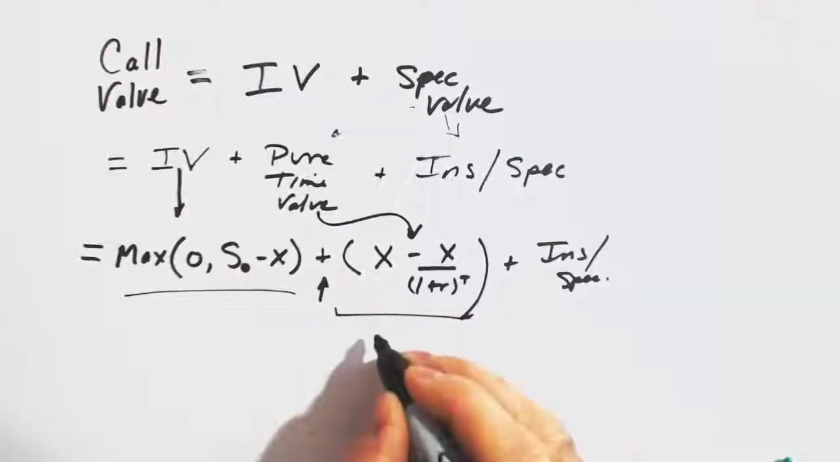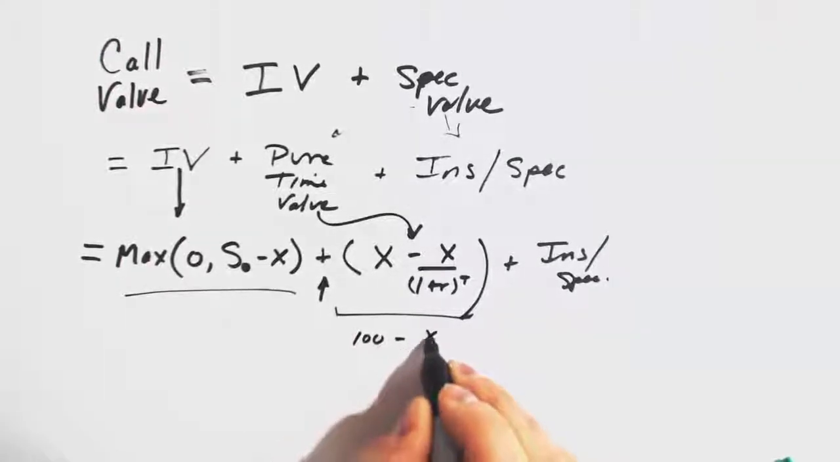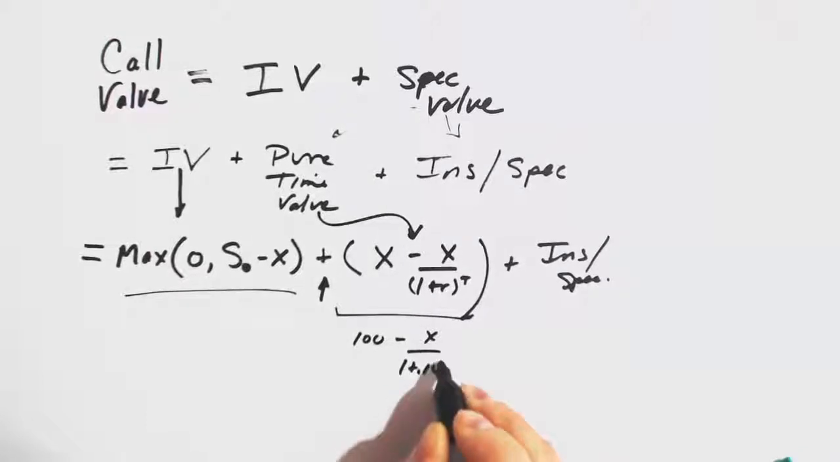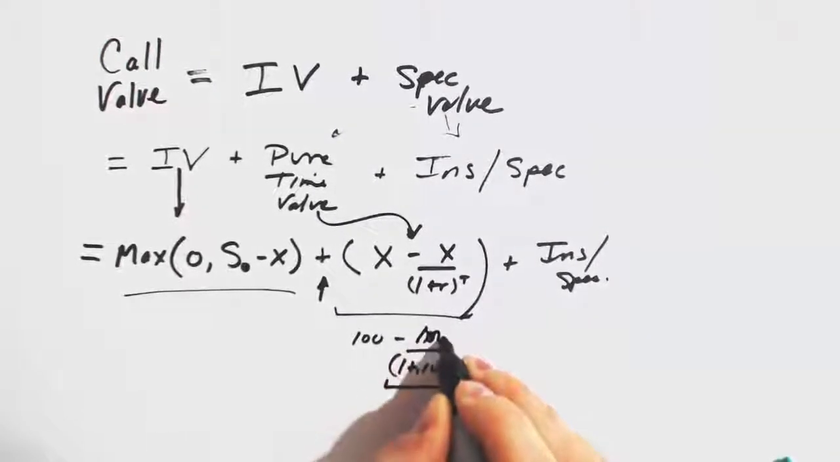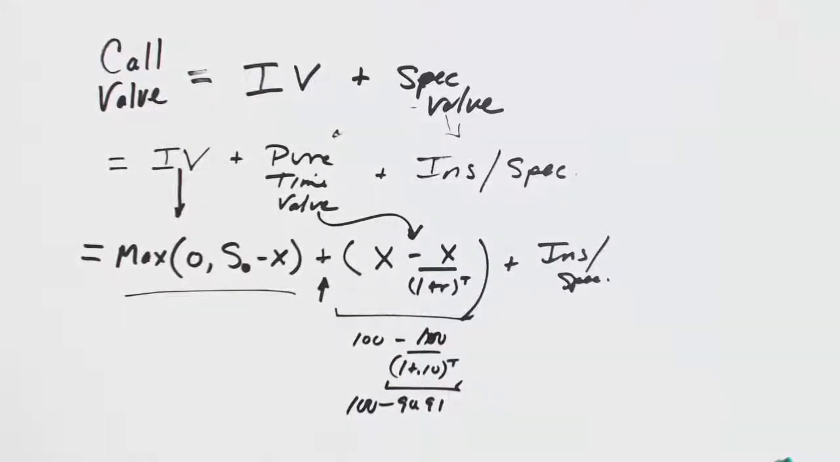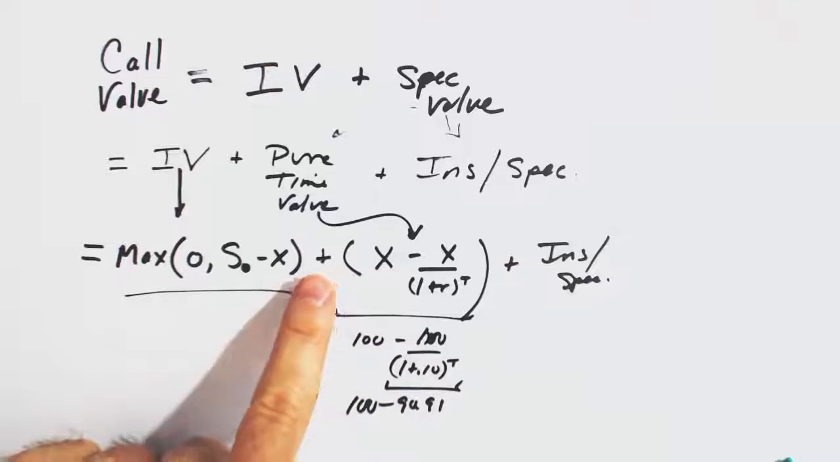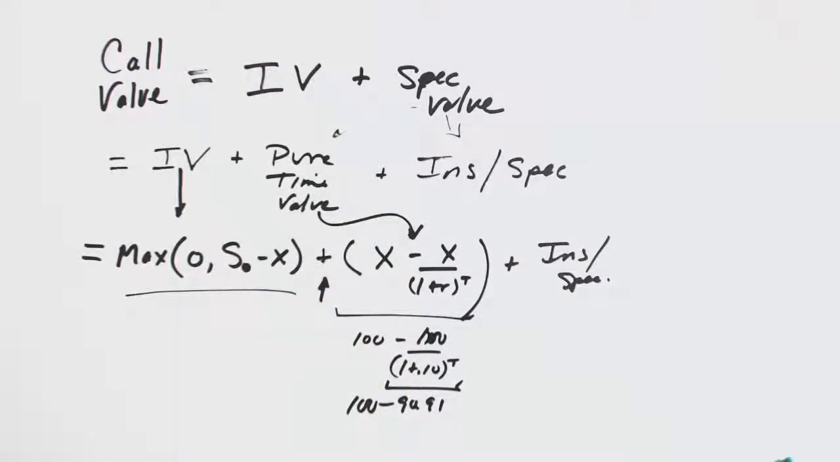So again, if you want numbers here, let's think of if the strike was 100 and the interest rate was 10% and the option was 1 year, this whole component would be 100 minus 90.91. You'd have a little over $9 in pure time value associated with the option because you can defer exercising the option a whole year. That's worth, meaning it's a positive sign here, about $9.09.